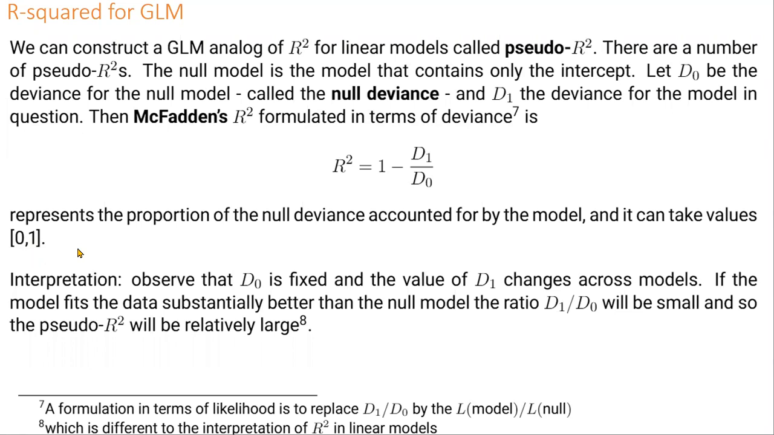The interpretation of this R squared, though, is different from that for the linear model. Now, notice that this deviance for the null model is fixed, yeah? It's not model dependent, whereas D1 will change as you change your model. So think about it. If your model fits the data much better than the null model, then this ratio won't be big, it will be small. Yeah, so think why? Why is it small, not big? Just go back to the definition of what a deviance is. All right, and then the pseudo R squared will be relatively high.